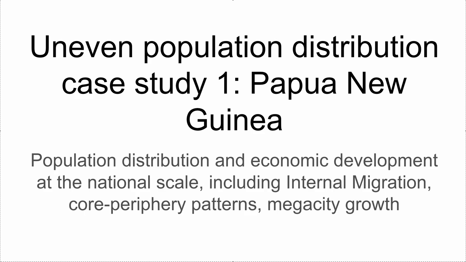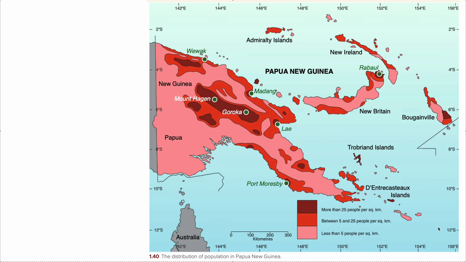Today, we are focusing on our uneven population distribution case study, Papua New Guinea. So how is Papua New Guinea's population unevenly distributed? Why? What is Papua New Guinea's economic development level? And what do we mean by core periphery patterns? How does this relate to Papua New Guinea?